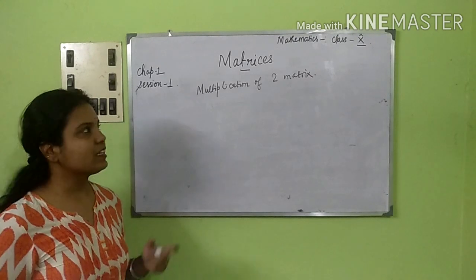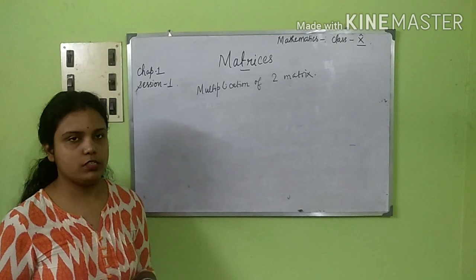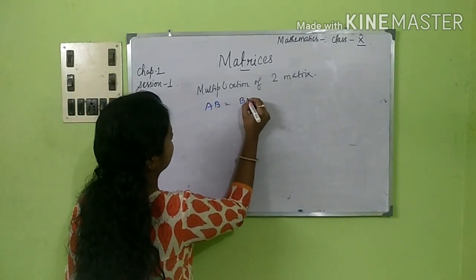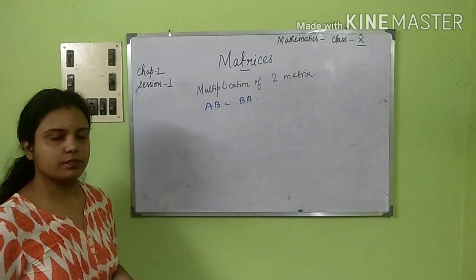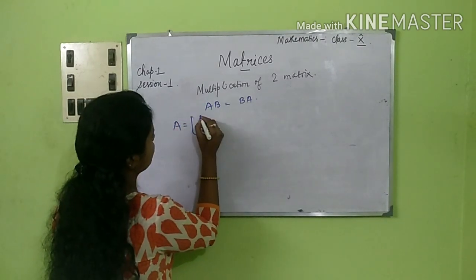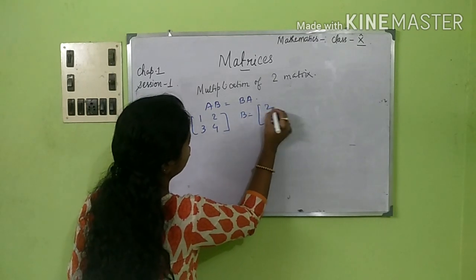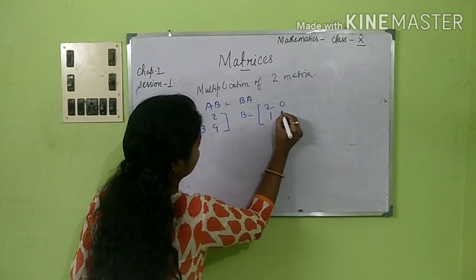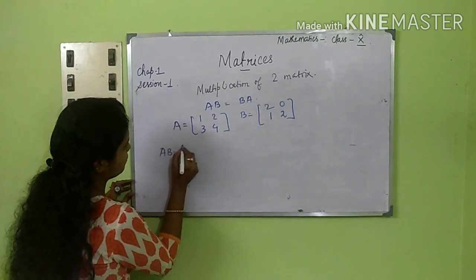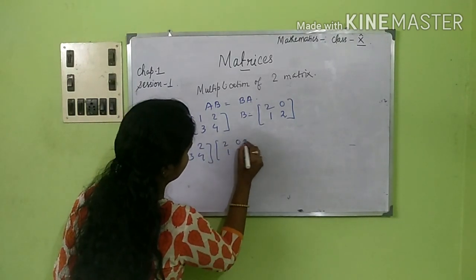Okay, now we'll see for multiplication whether the commutative law holds or not. Okay, that is AB is equal to BA. Now let's take for example A is equal to 1, 2, 3 and 4, and B is equal to the matrix 2, 0, 1, 2. This is a particular matrix. So let's find out AB. This is 1, 2, 3 and 4. This is 2, 0, 1 and 2.